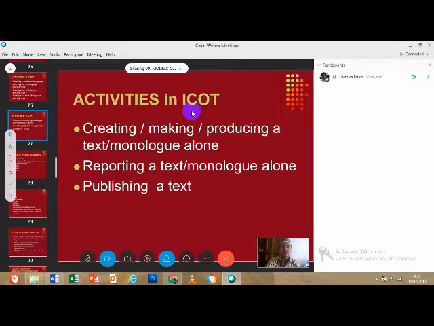Activities in iChat. 1. Creating or making or producing a text or monologue alone. 2. Reporting a text or monologue alone. 3. Publishing a text.